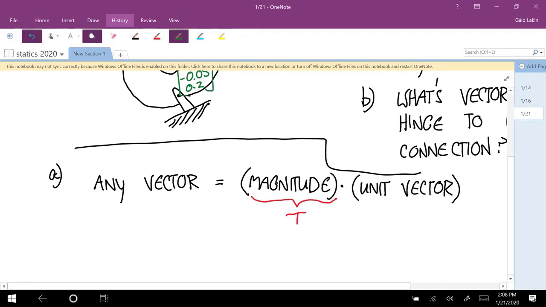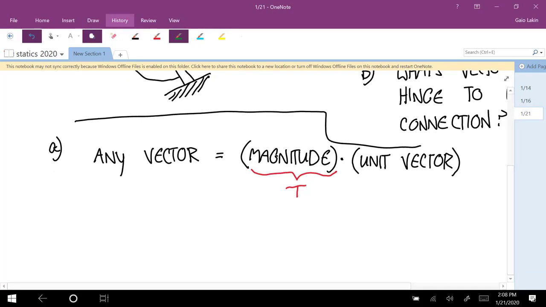So now we have to come up with the unit vector. And there are two ways to come up with a unit vector. That's all we need now to come up with that force vector. Anybody have any questions about that idea? This is going to be a really important thing. We're going to use this in pretty much every problem we do. This idea of breaking up a vector into its magnitude times its unit vector.